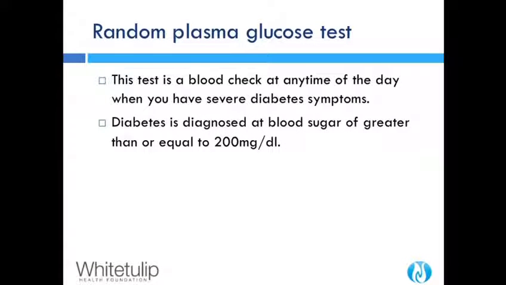A random plasma glucose test can also be used to check for diabetes. This test is a blood check at any time of the day when you have severe diabetes symptoms. Diabetes is diagnosed at a blood sugar level of greater than or equal to 200 mg/dL.